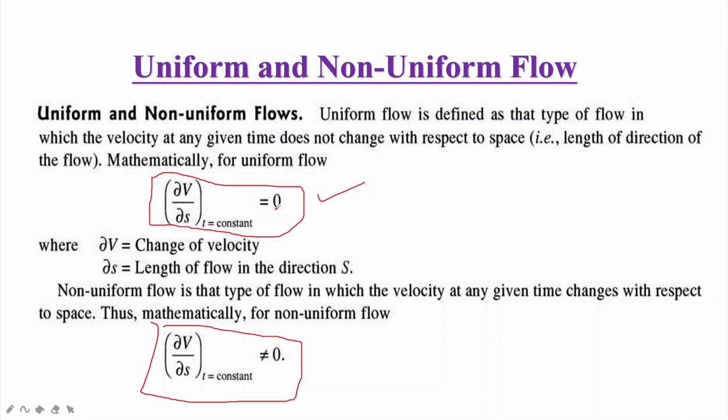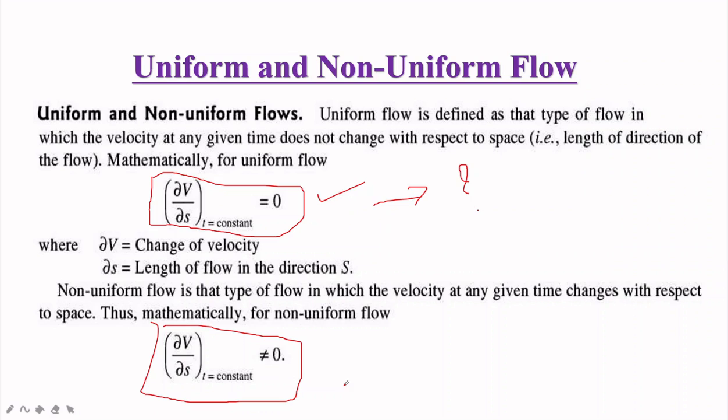Equal to 0 means it does not change, it is following the rule, so it is uniform. How can we write it mathematically? Dou v by dou s is equal to 0, uniform flow. Dou v by dou s is not equal to 0, then it is non-uniform flow. Okay, keep these mathematical equations, they are very important. If they give only dou v by dou s at constant t equal to 0, which type of flow? Answer like this in your objective type questions.